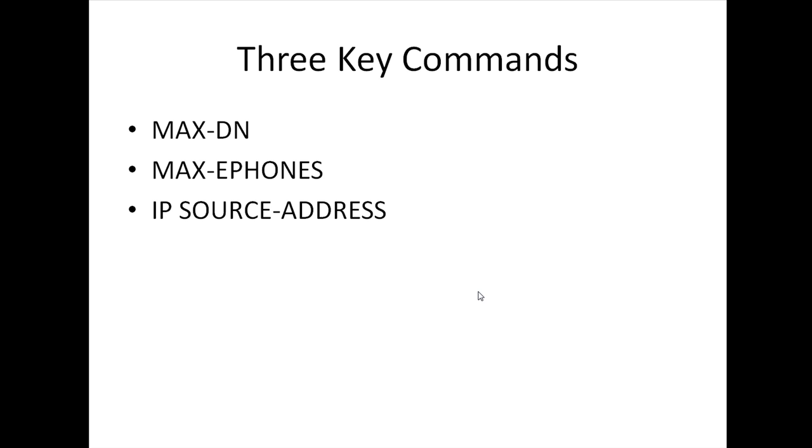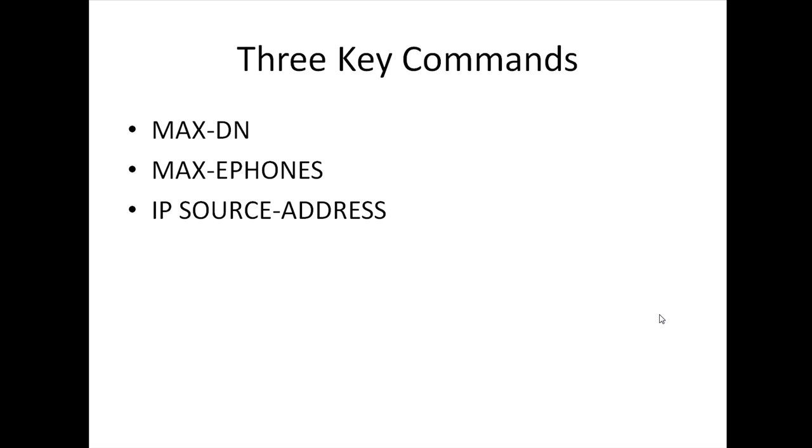Oh, speaking of configuration, that brings me to my next slide, 3 key commands. These 3 commands are what you're going to need before CME is going to be able to do anything. That's the maxDN, maxEphones, and IP source address. The maxDN is the maximum number of directory numbers or extensions that you want for your phones. This does affect the memory and the resources in RAM, so you want to set that to a number that's going to be applicable to what you're actually going to use. Otherwise, you're just wasting resources.